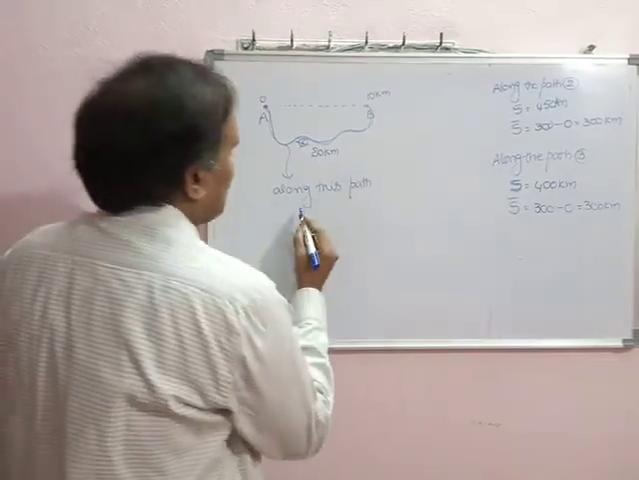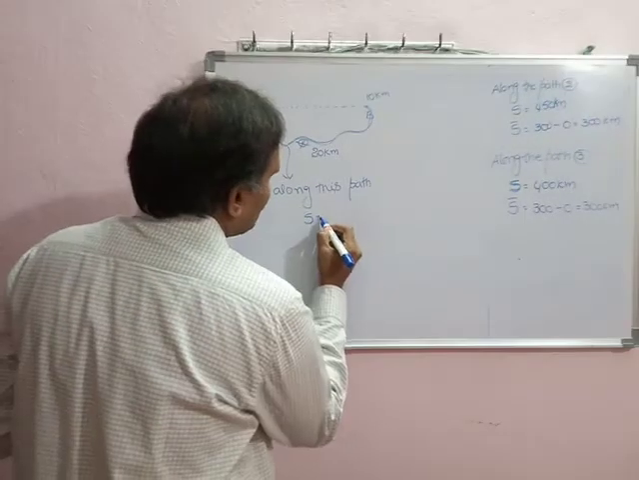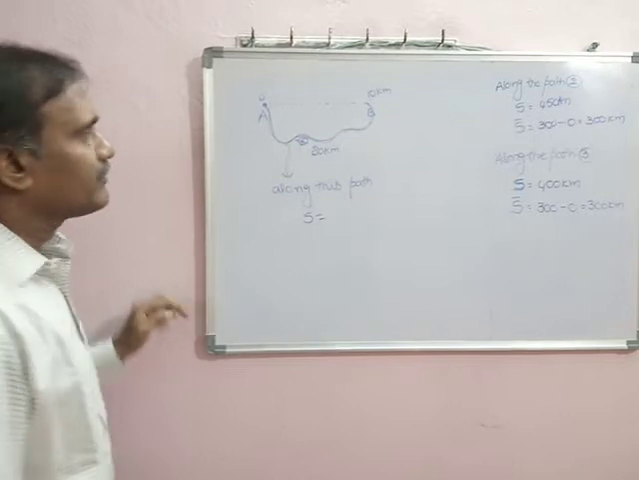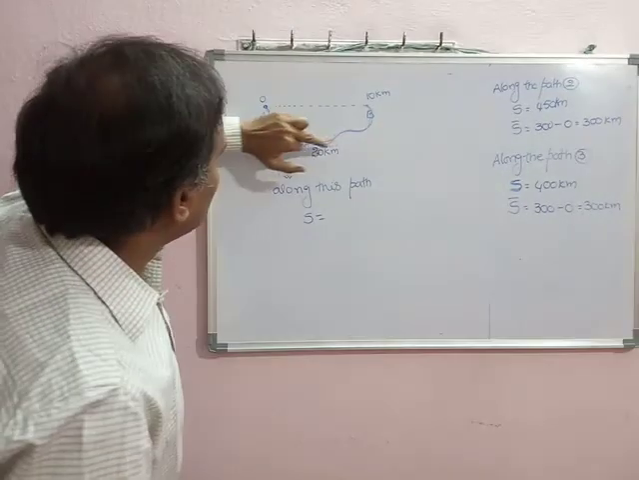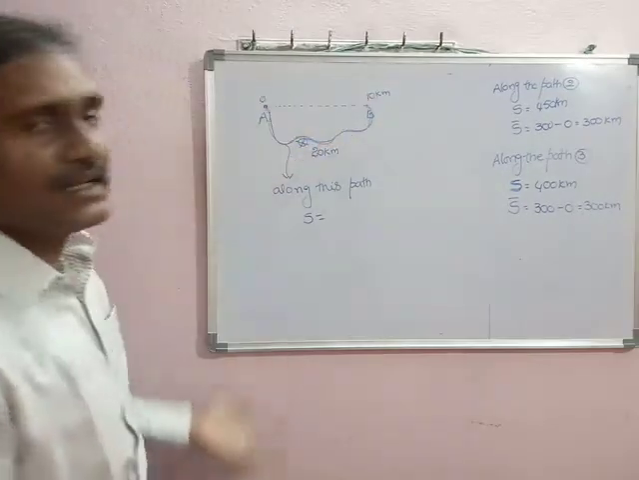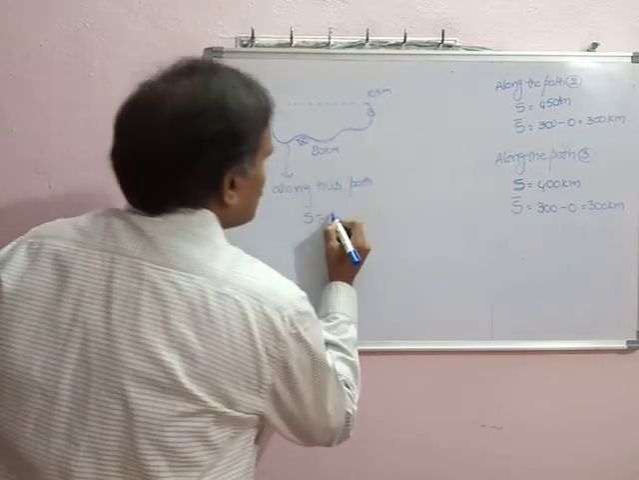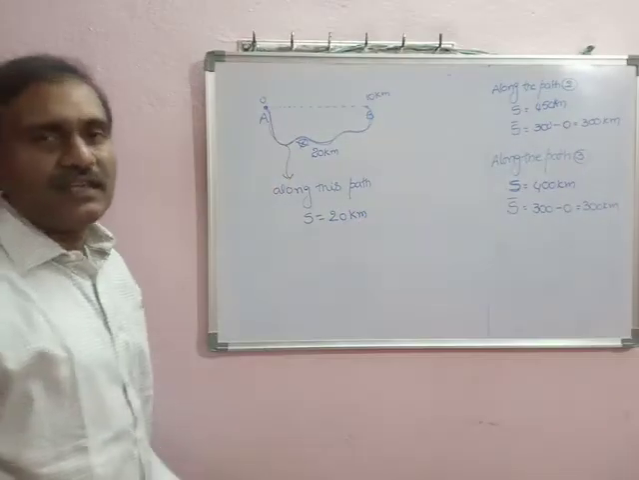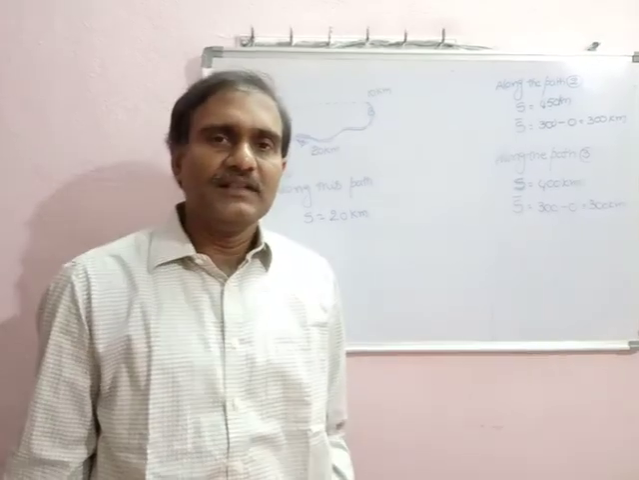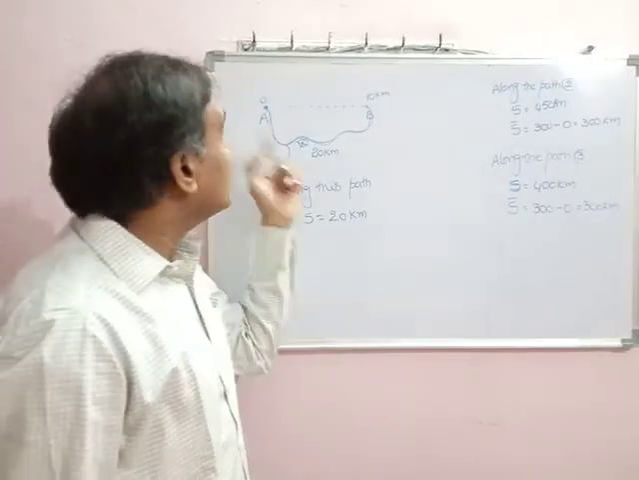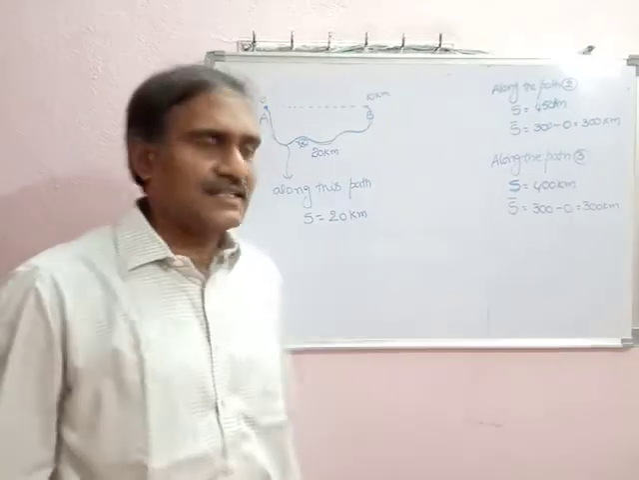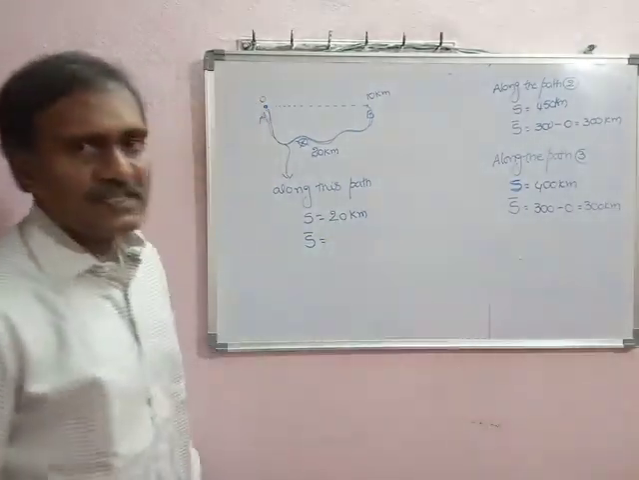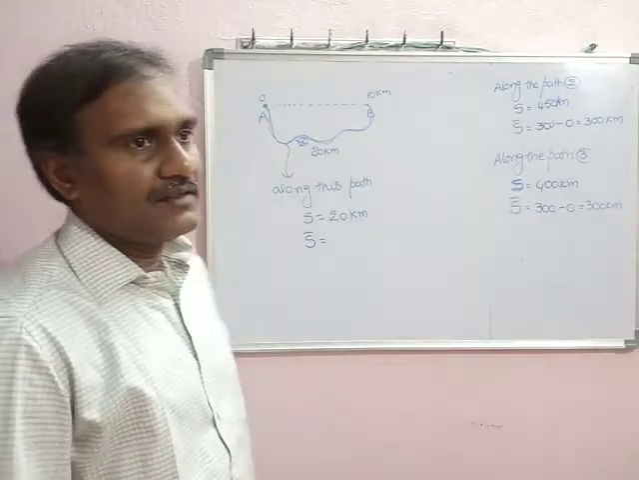Now, along this path, what is the path length traveled by the vehicle? The actual length of the path traveled by the vehicle. How much is it? 20 kilometers. Now you tell me, what is the displacement covered by the particle?